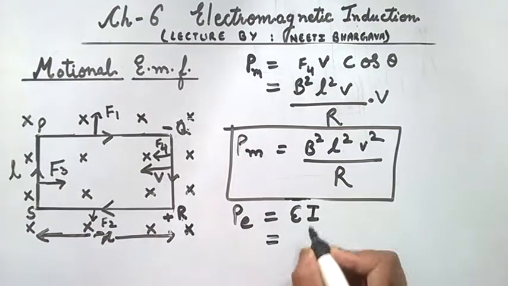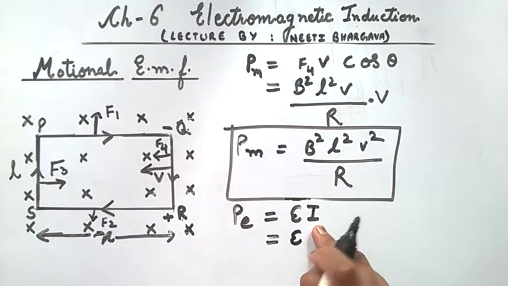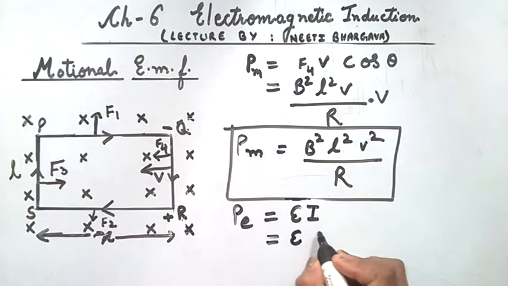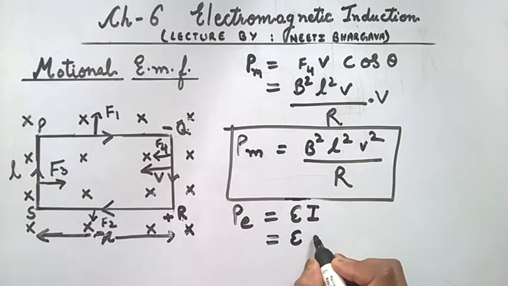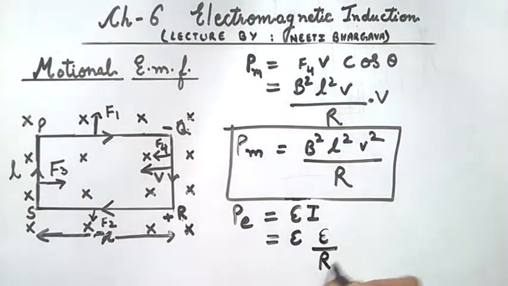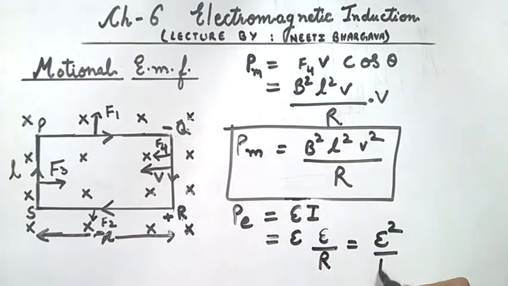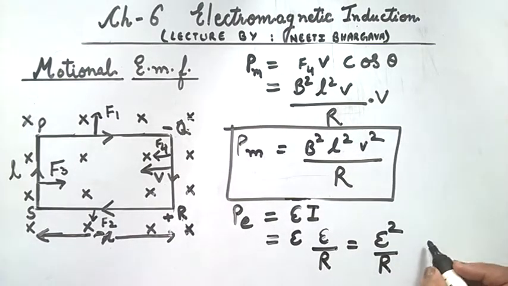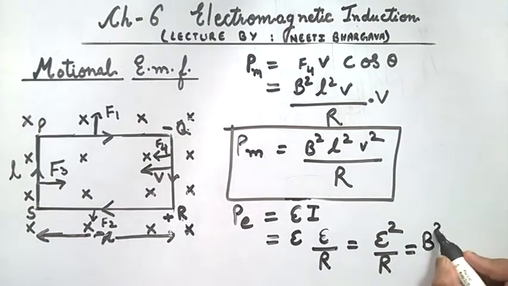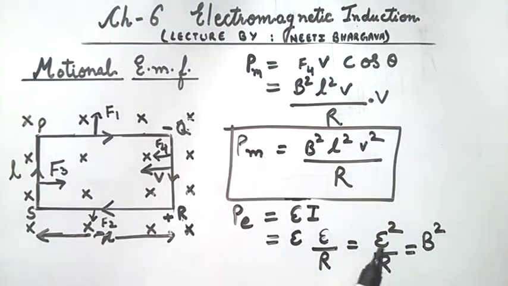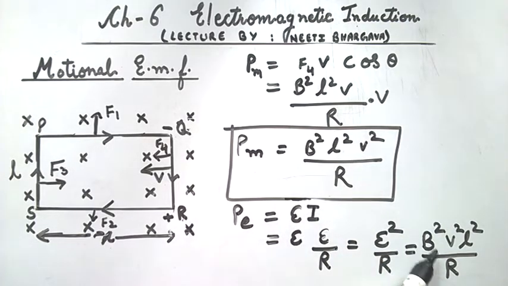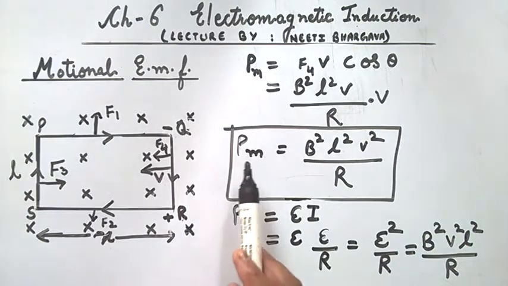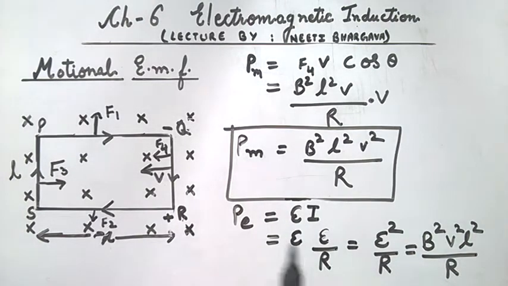Here, as we have studied, the induced current is equal to E by R, that is, induced EMF by R. Therefore, E square by R, where E is equal to BVL. Induced EMF is BVL in magnitude. Its square is B square V square L square upon R. Now here we can see that both the values are equal. That is, mechanical work or mechanical power is equal to the electrical power.